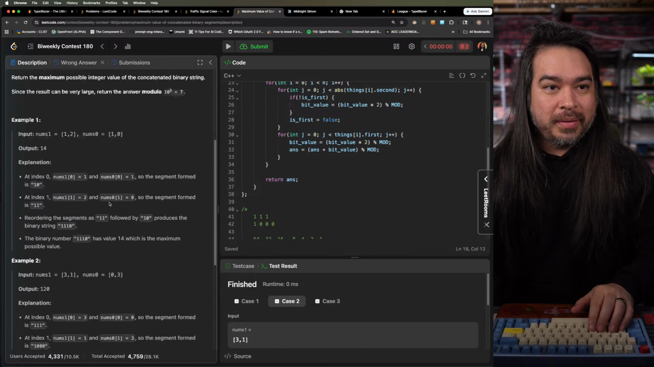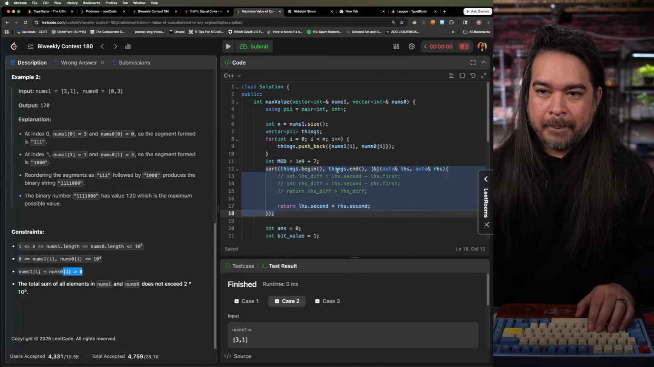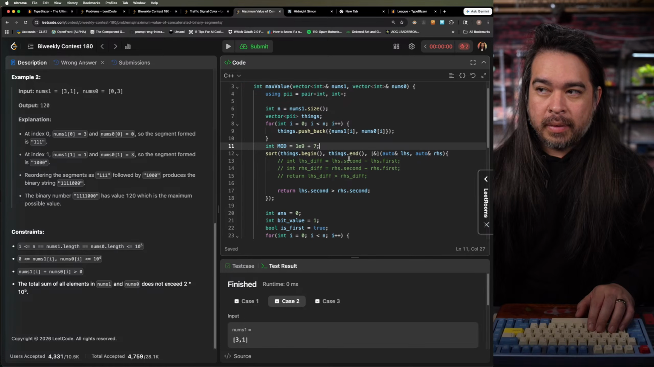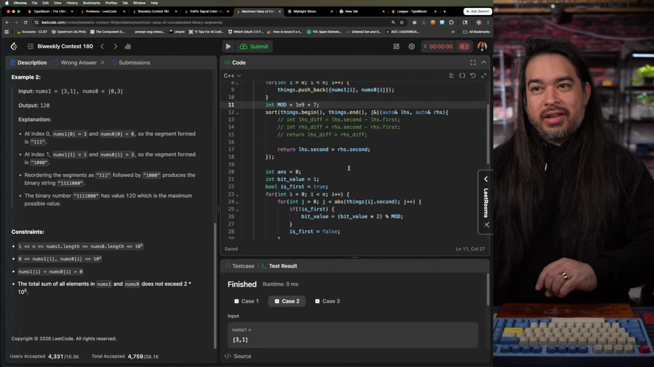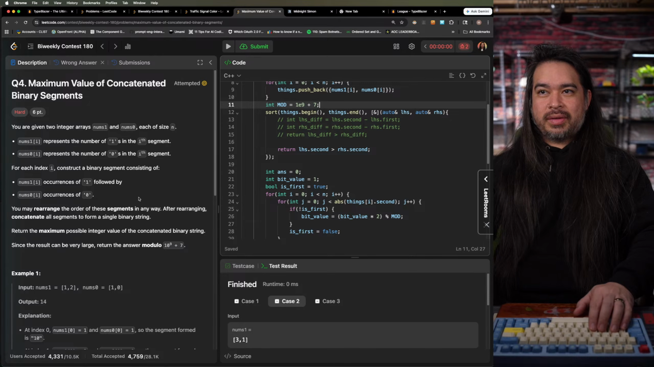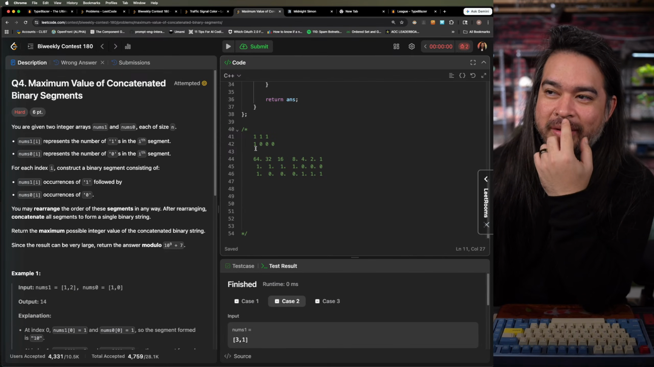But man, oh, nums1 plus num0 is greater than 0, it says. All right. What could it be, man?